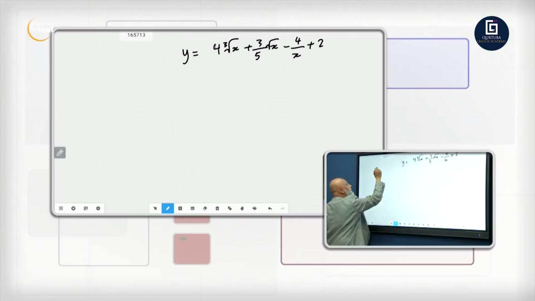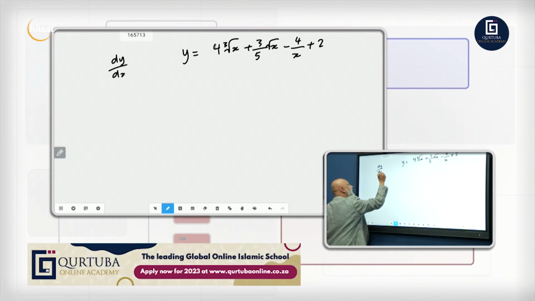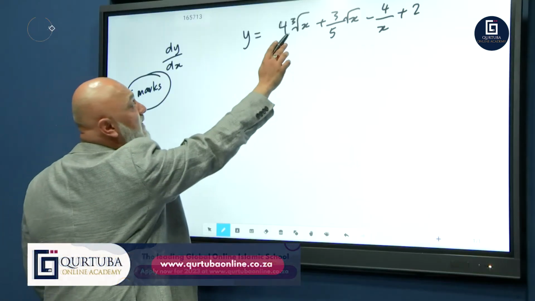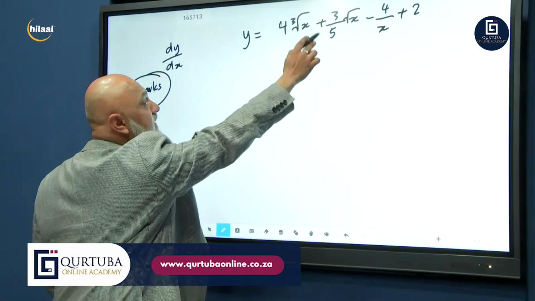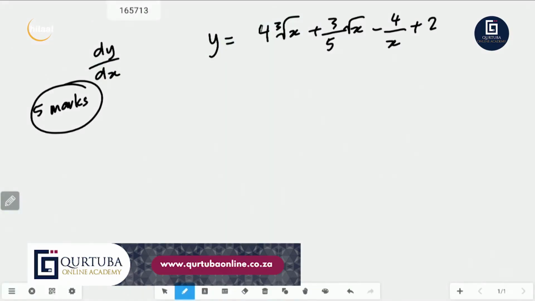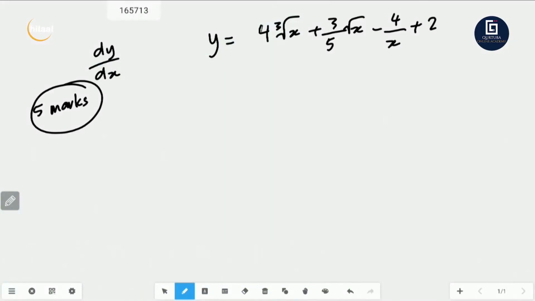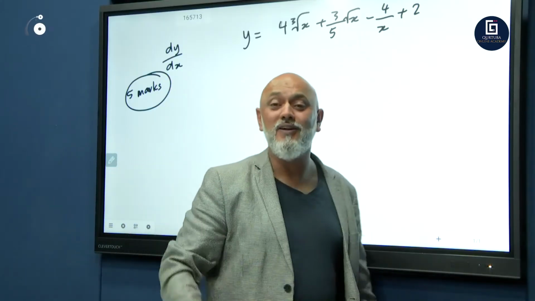I want you to find dy over dx for 5 marks. We're going to cut for break. 4 times the cube root of x plus 3 over 5 times the square root of x minus 4 over x plus 2. After break, we're going to work out the memo.